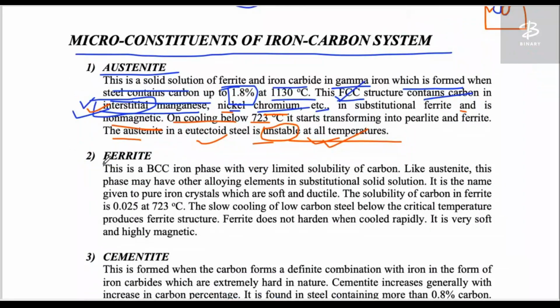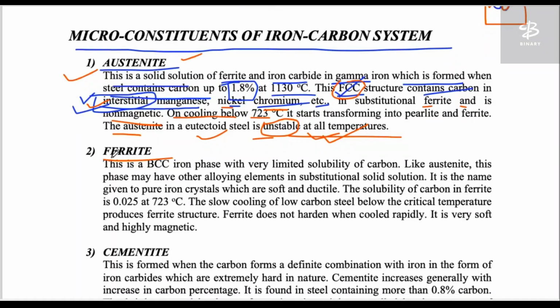Now come to what is ferrite. Okay, so we have discussed the austenite. Now we are going to discuss ferrite. So if you see, austenite has the FCC structure, right? Now if we talk about the ferrite, in the ferrite, this is the BCC iron.